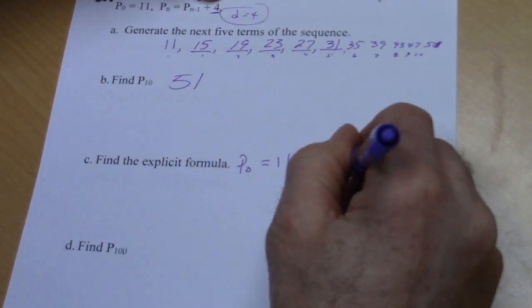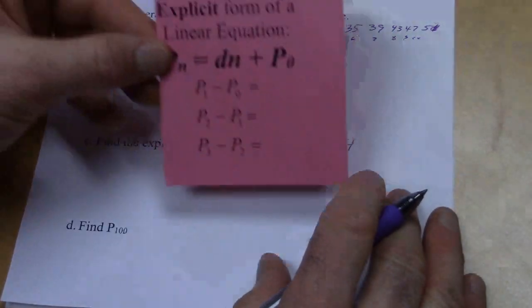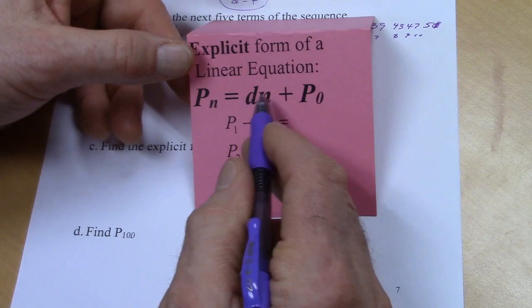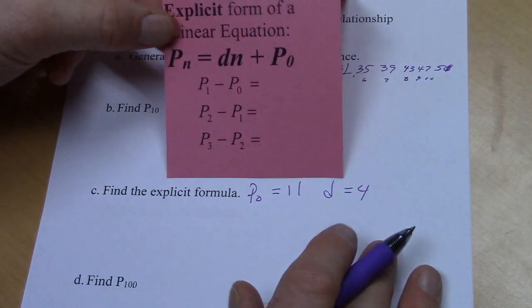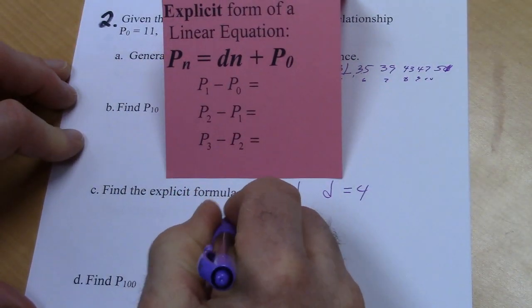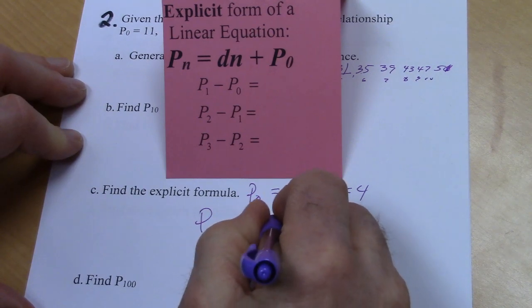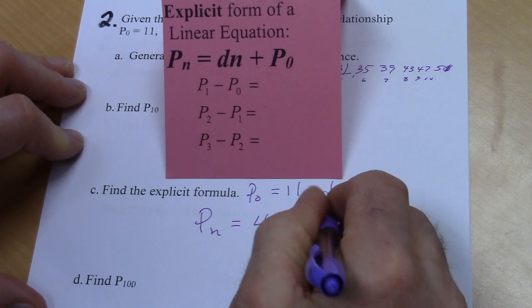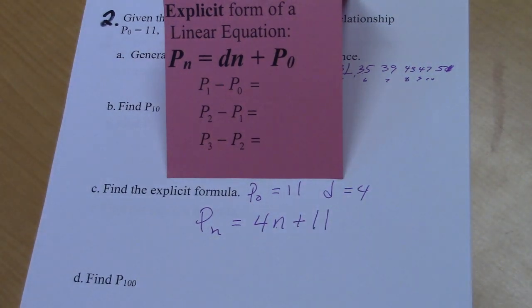So D equals 4. That means, remember, the explicit formula is P sub n is equal to D times n plus P sub 0. So P sub n is equal to D, which is 4, times n, that's like x, right? Plus P sub 0, which is 11. So there's your explicit formula.